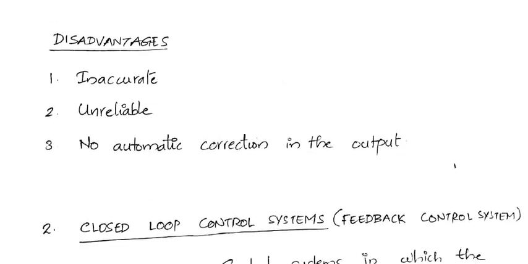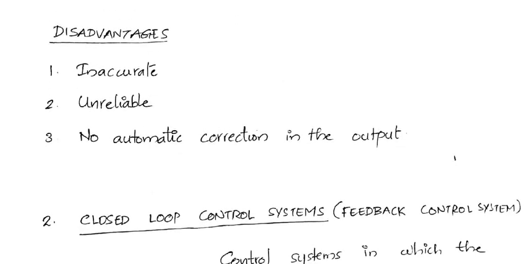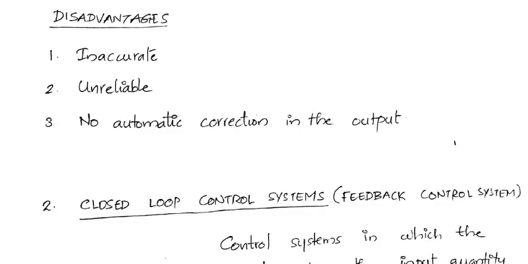So now we will go through the closed loop control systems. As I told, these closed loop control systems are also known as feedback control systems. Why? Because we are taking a feedback from the output side to the input side. So why are we giving such feedback? We are giving such feedback in order to correct the variations in the output.